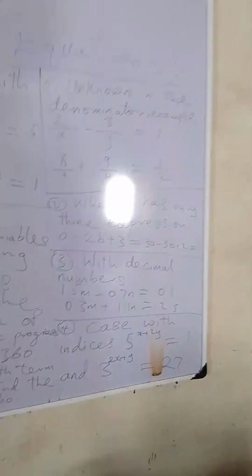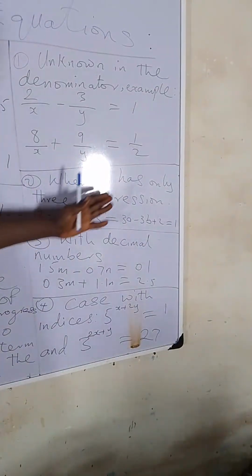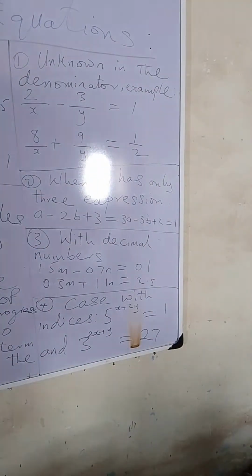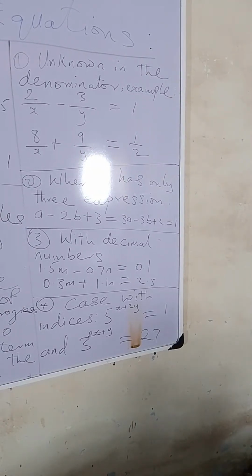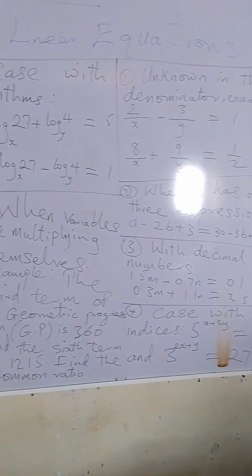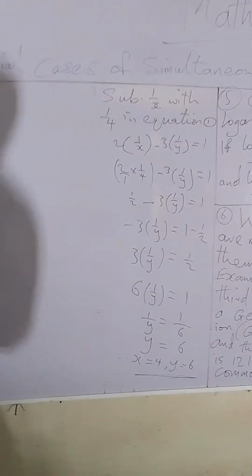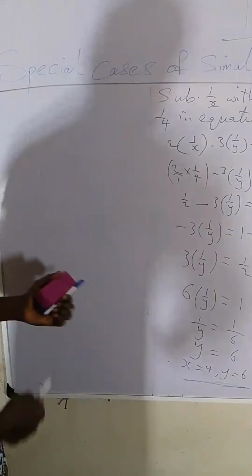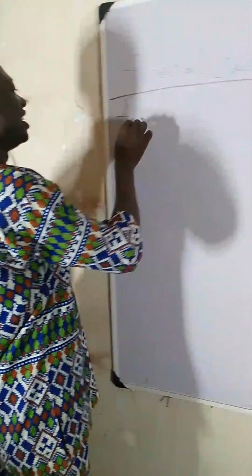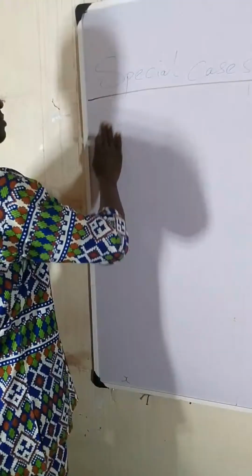Number 2 says, when it has only 3 expressions. Let us have a situation where there are only 3 expressions that we have there. If we have only 3 expressions, let us see what it is going to be. Look at the theory there. The theory there is talking about the situation where A is equal to K. Let us make it in this statement.